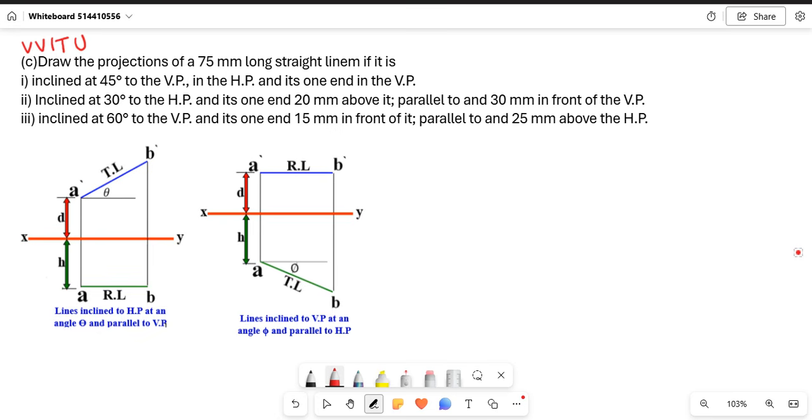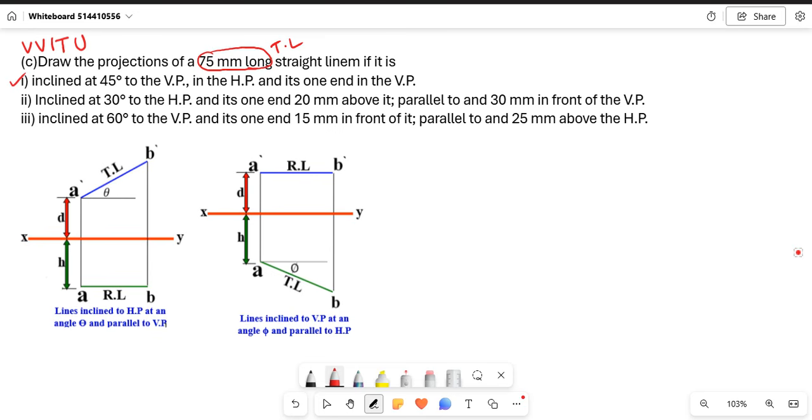The original length of the line is 75 mm. That is what we call the true length of the line, 75. And the first problem is that the line is inclined at 45 degrees to VP.